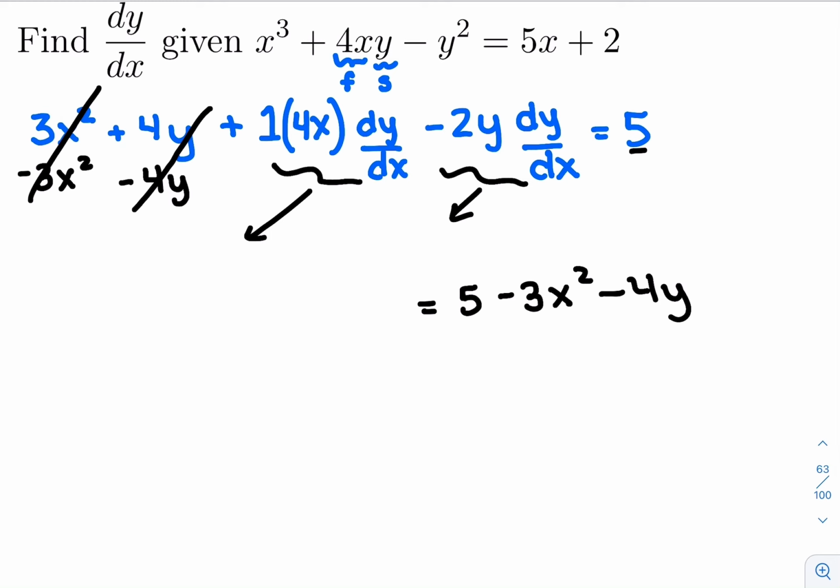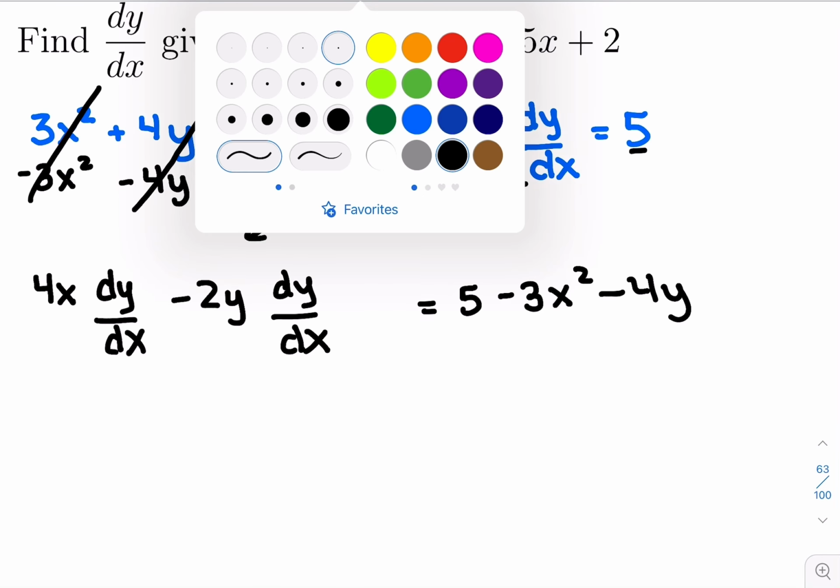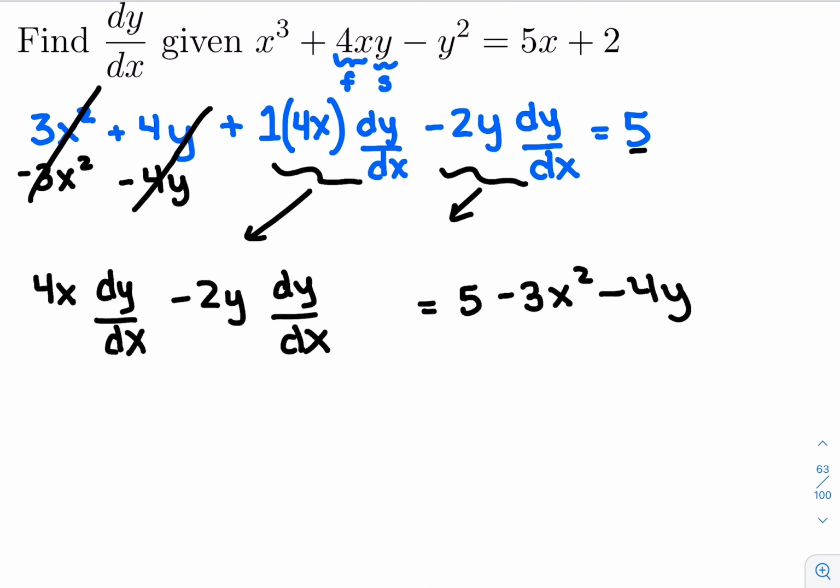Over here I have 1 times 4x, which is just going to be 4x dy/dx. And then I have a minus 2y dy/dx. Those are my two terms that I keep on that left side. Again, that 5 stays on the right. We subtracted 3x squared over, and we subtracted 4y over. So it looks like we are good to go to try to get dy/dx by itself.